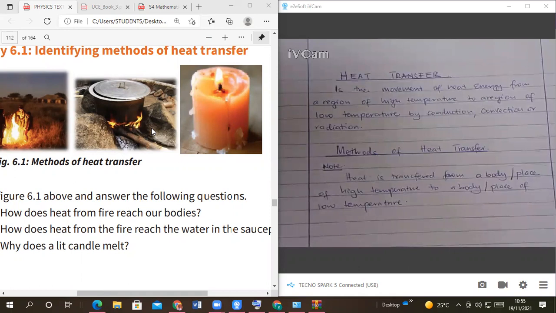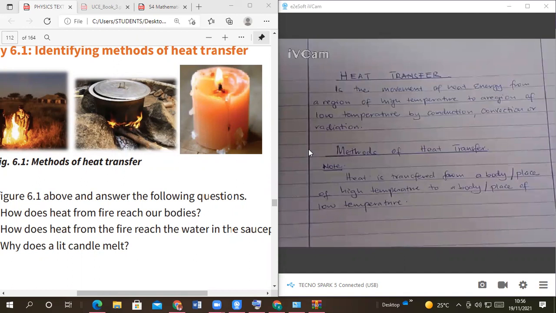Dakia? How does fire reach the water in the saucepan? Conduction. Through conduction. Why do you say conduction? I'm just guessing. You're just guessing. So another person is going to tell me through convection. Bob, is it so?